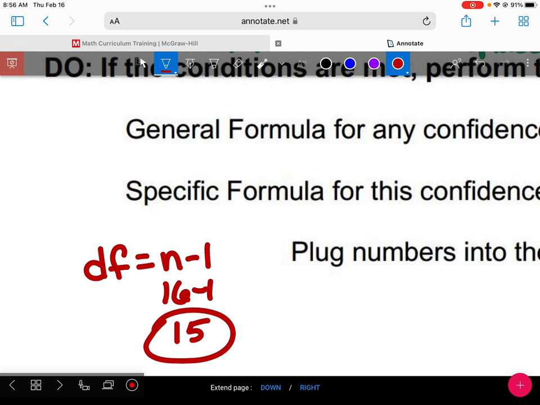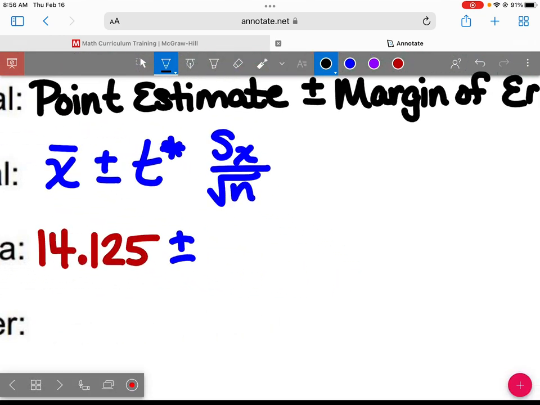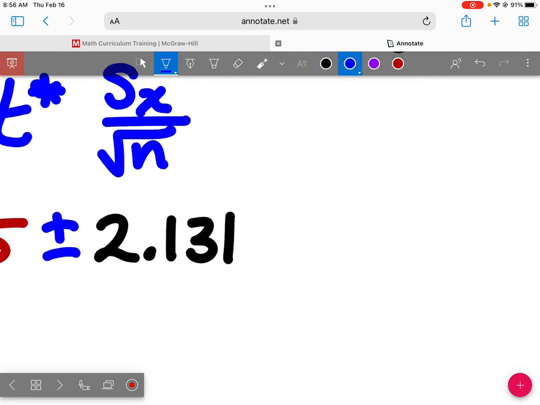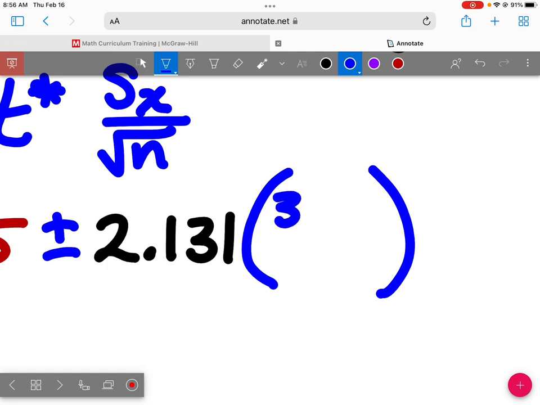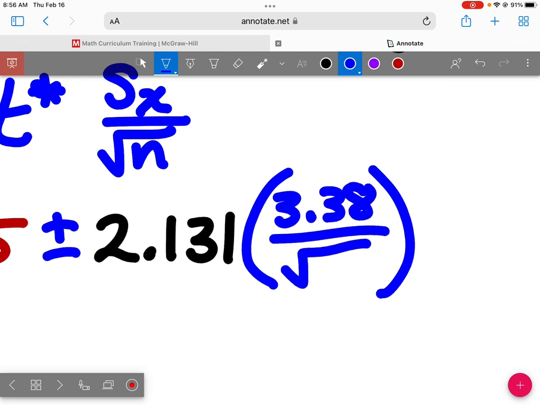15 degrees of freedom. And we want a what percent confidence interval? 95. You said 2.131. We're going to multiply that by Sx over the square root of n. What is Sx? 3.38 over square root of 16.